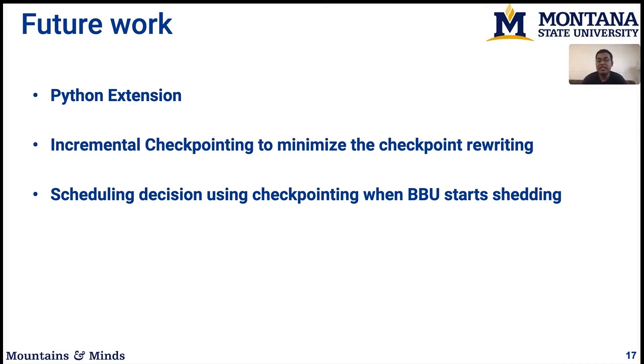We can also work with incremental checkpointing to minimize the checkpoint rewrite. If we need to find the common checkpoint parts that we can skip, we just need to track the changing part of the checkpoint and upload only that, so we can minimize the overheads. We also need to make scheduling decisions using checkpointing, for example when I need to migrate a task that I stopped. We need to make those scheduling decisions based on the scenario. That's what we can do in future. That's all I have.